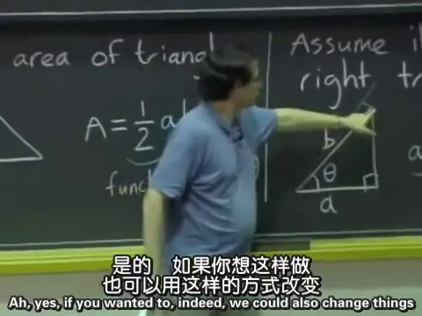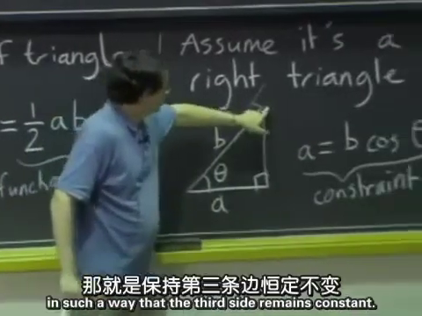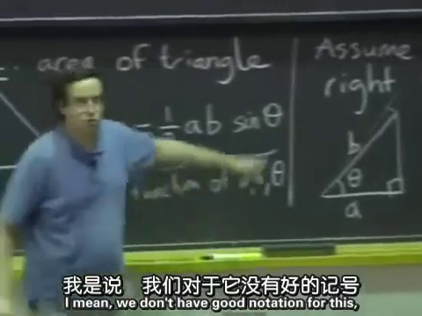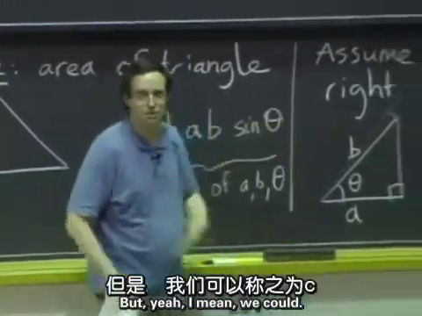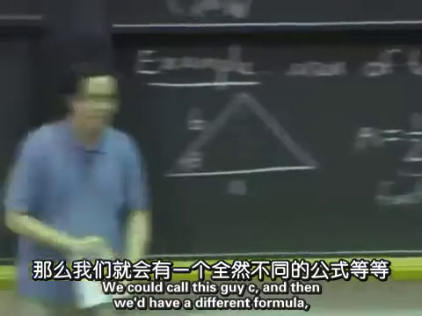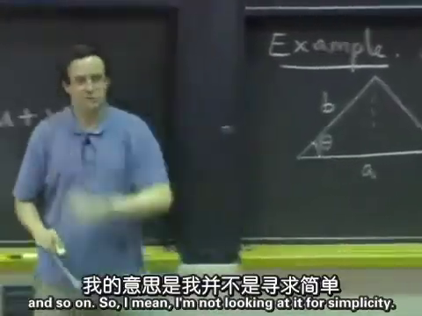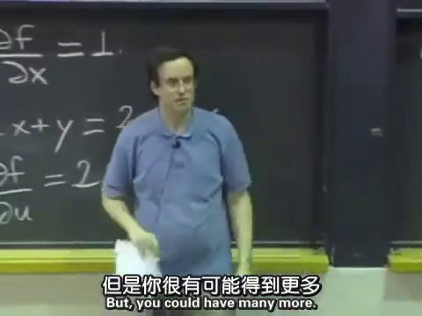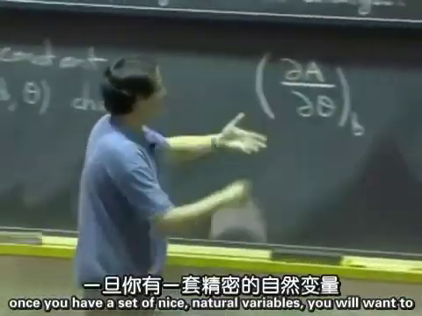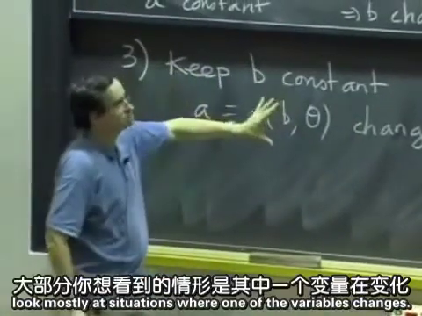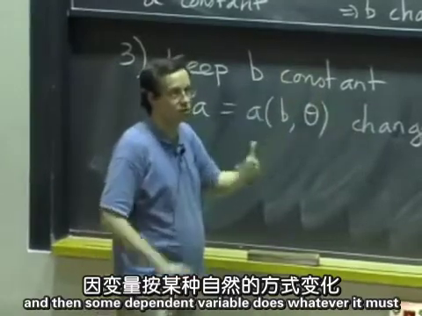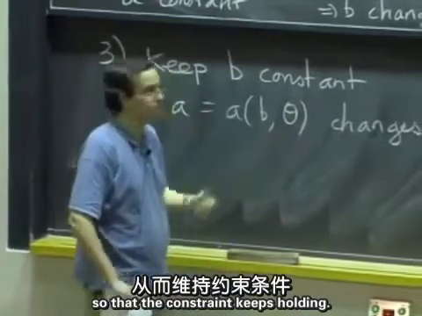side. Yes, if you wanted to, indeed, we could also change things in such a way that the third side remains constant. And that would be yet a different way to attack the problem. We don't have a good notation for this here because we didn't give it a name, but we could call it C, and then we'd have a different formula and so on. I'm not looking at it for simplicity, but you could have many more. In general, once you have a set of nice natural variables, you will want to look mostly at situations where one of the variables changes, some of them are held fixed, and then some dependent variable does whatever it must so that the constraint keeps holding.